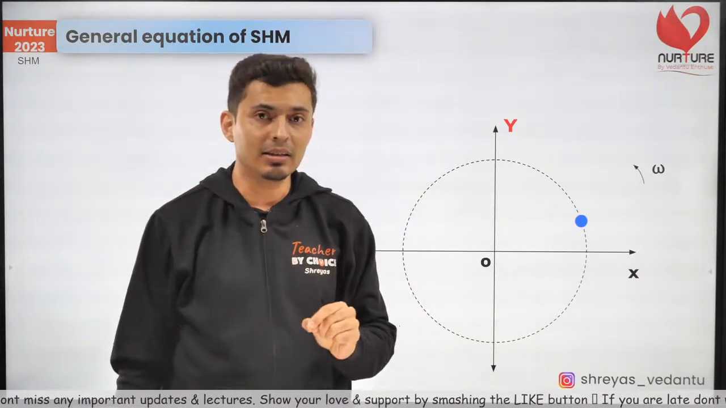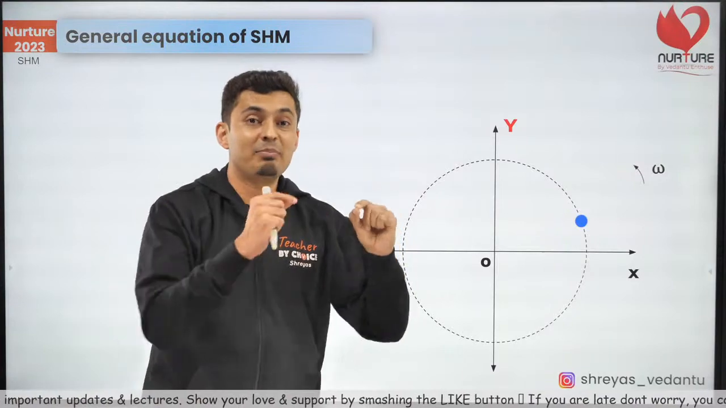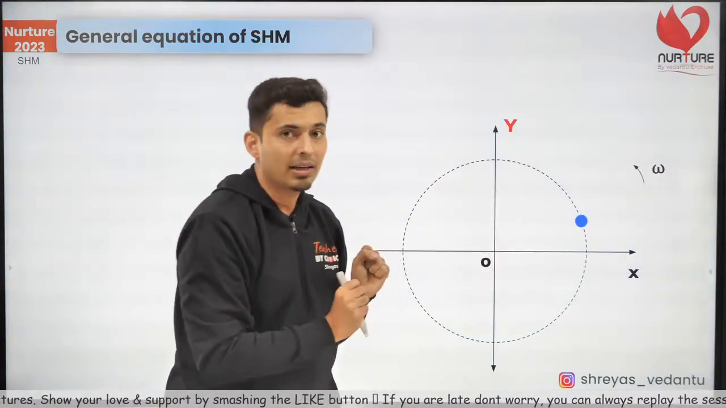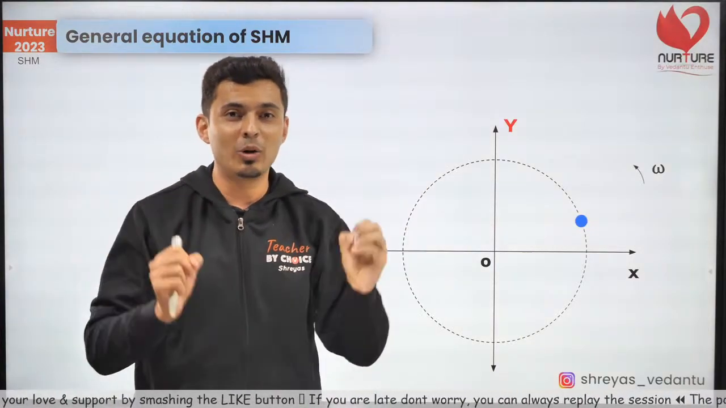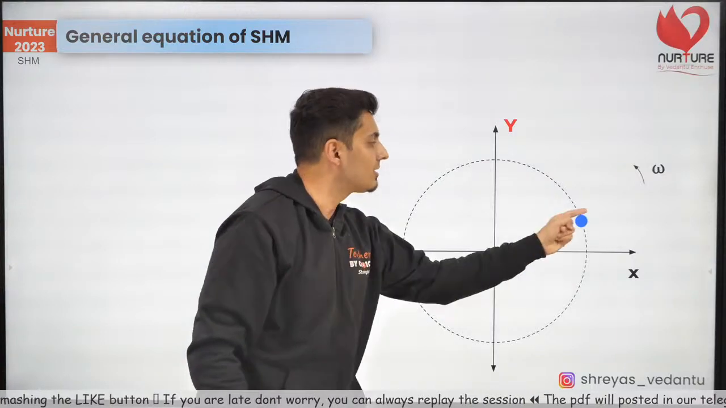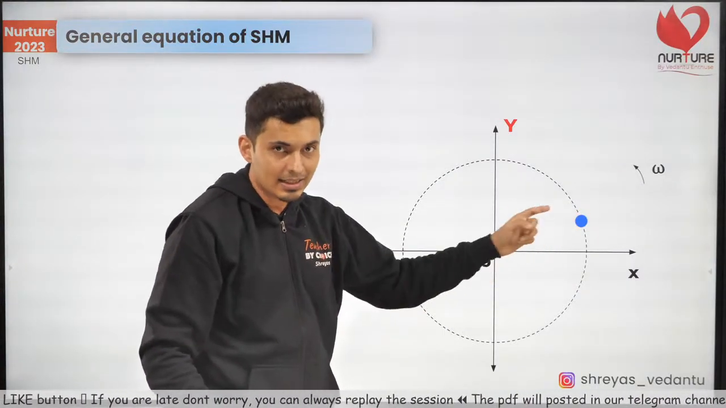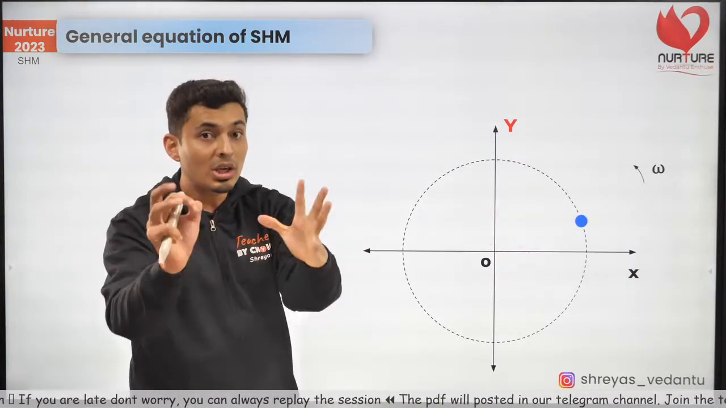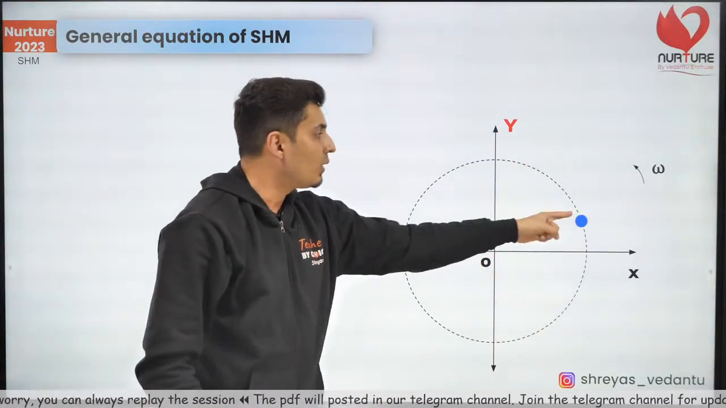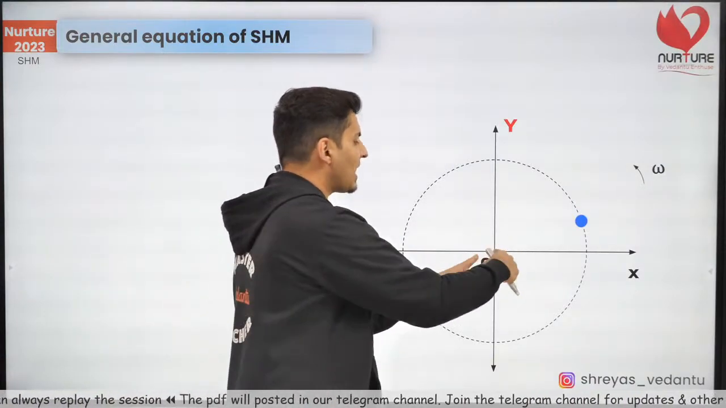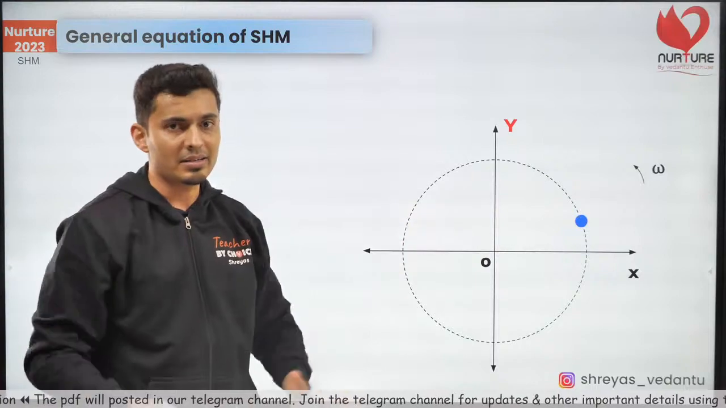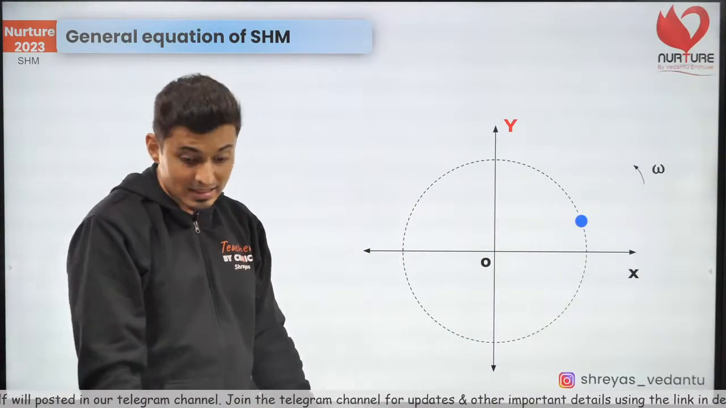We have seen that you can specify the position of this particle in polar coordinates. Polar coordinates is nothing but you specify the distance from the center, that is the radius, and the angle. So if I ask you what is the coordinate in polar terms for this particle, you will say it's at a distance of radius and making a certain angle, maybe 20 degrees, maybe 30 degrees. That's how you would specify.